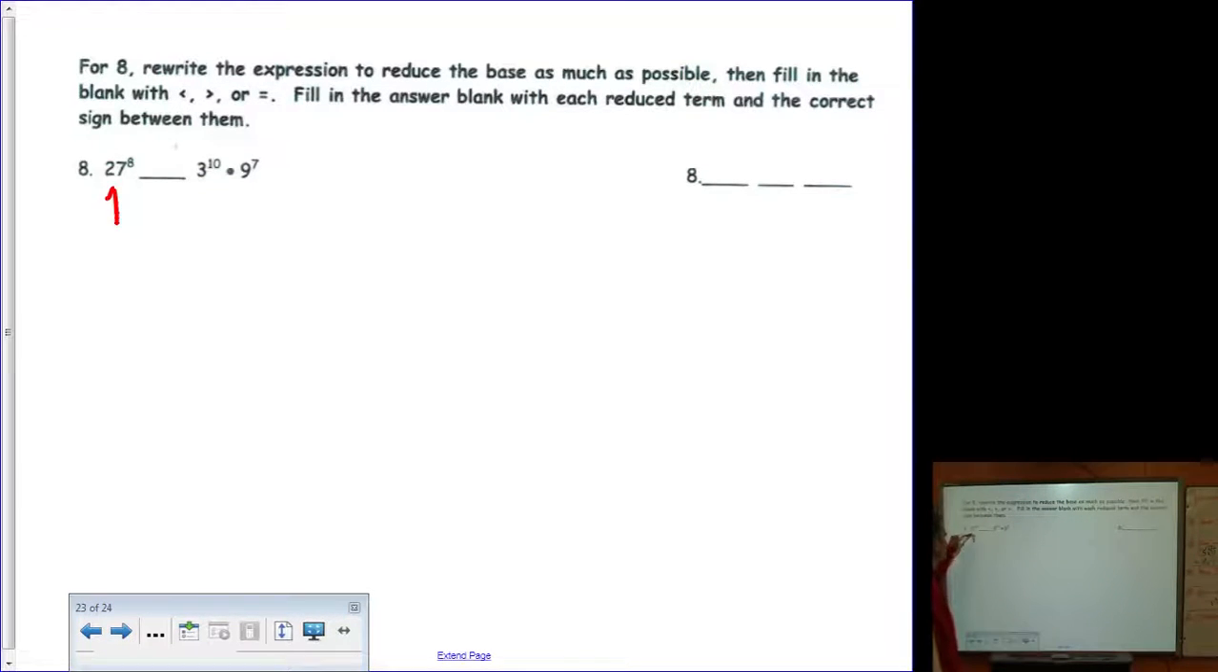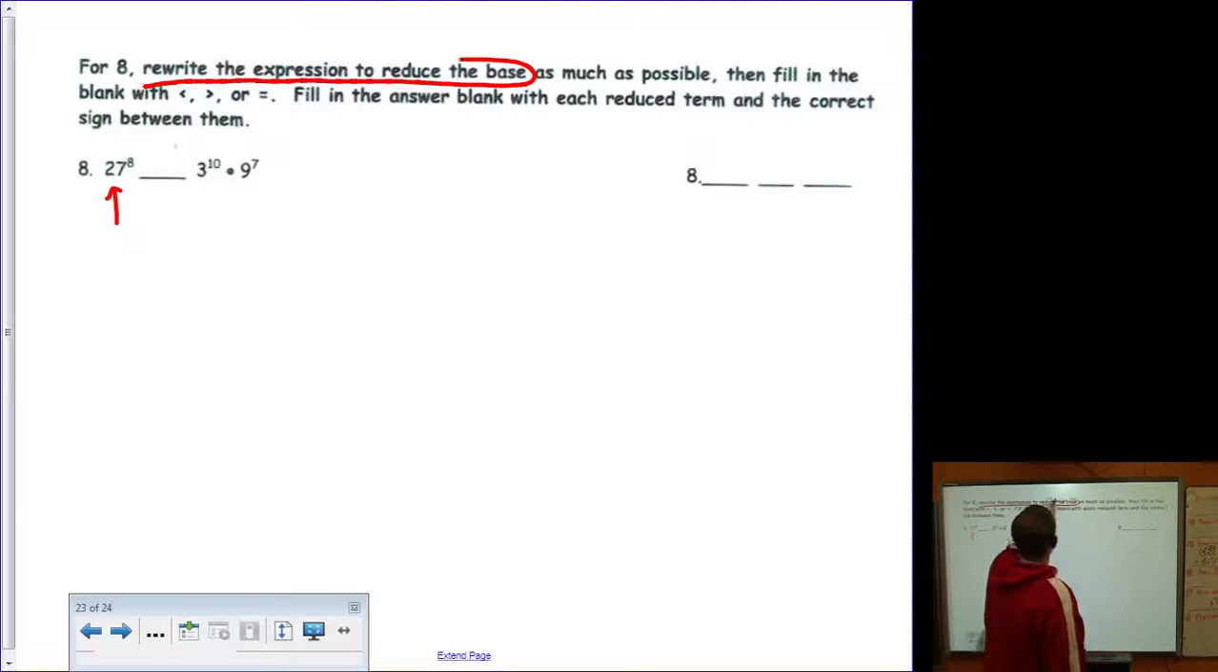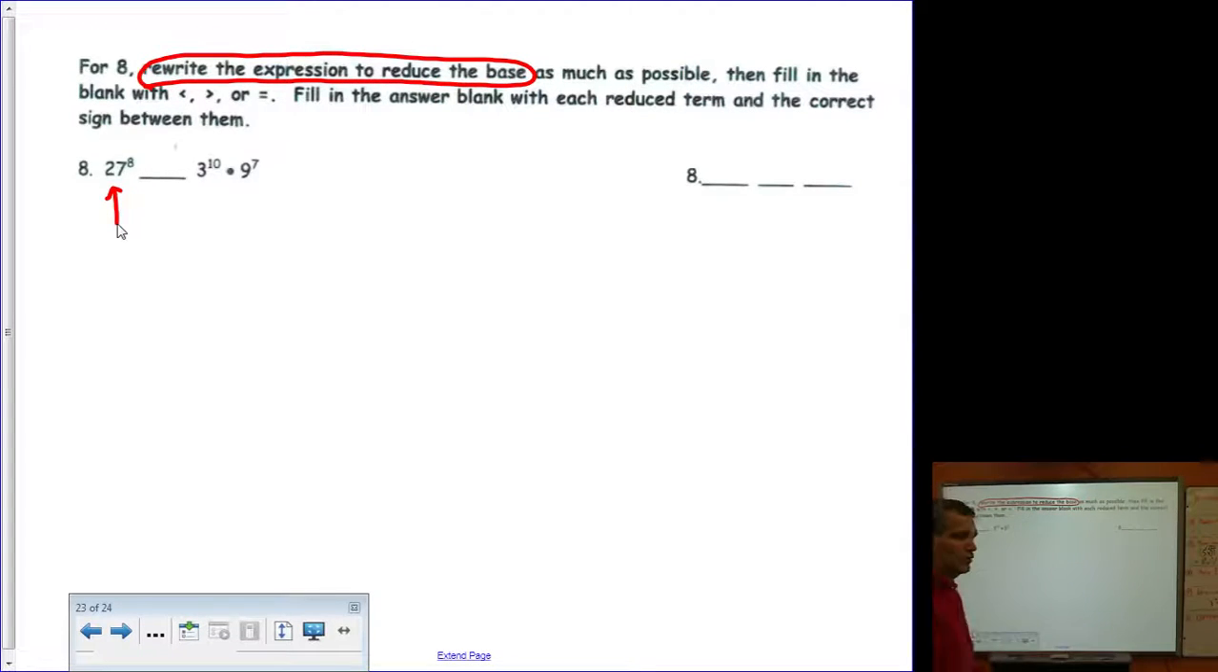The 27 is a perfect cube. So because it's a perfect cube, I can rewrite it and reduce the base. Anytime you have a perfect square or perfect cube, you can rewrite it. 27 can be rewritten as something cubed, and it would be 3 cubed. But 3 cubed is just taking the place of the 27.